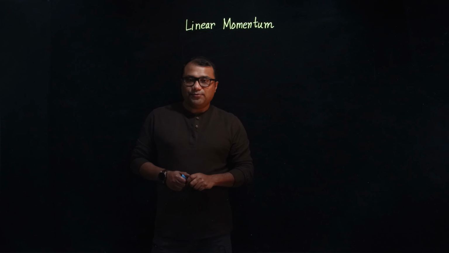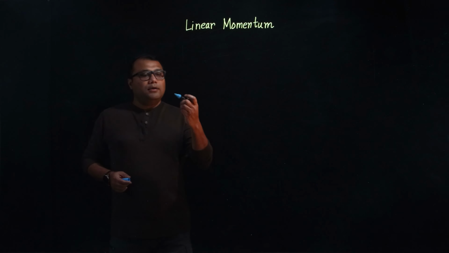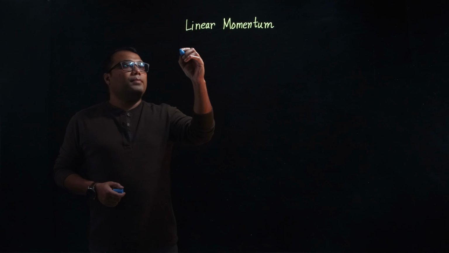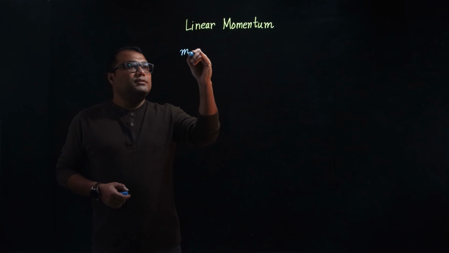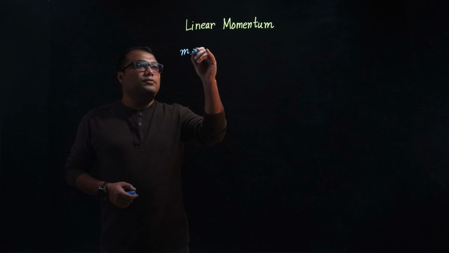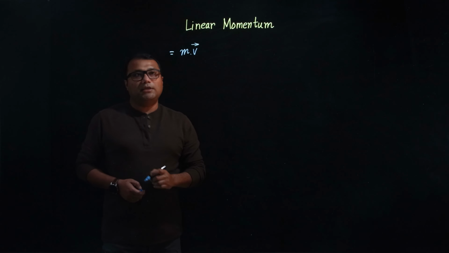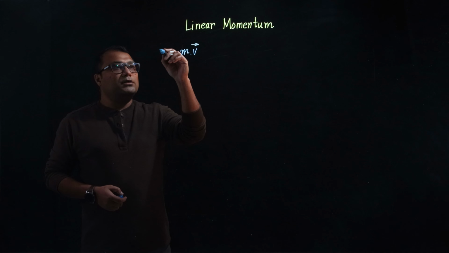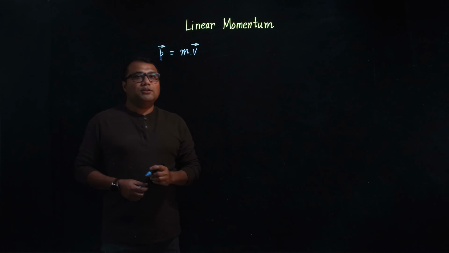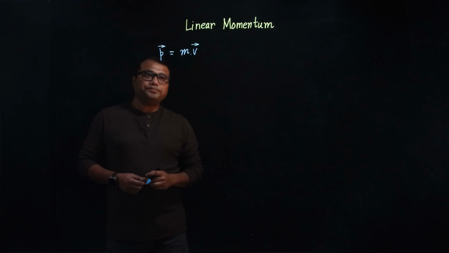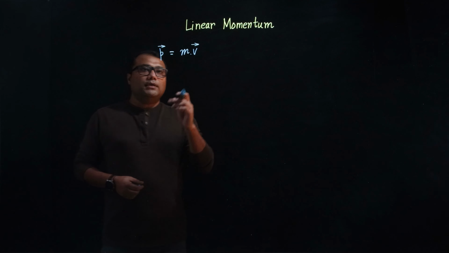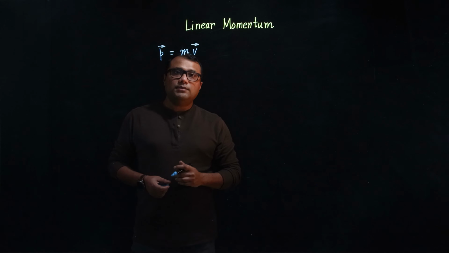Okay. So what is linear momentum? Linear momentum is defined as the mass of a body times its velocity. Since velocity is a vector quantity, linear momentum is also a vector quantity and it is denoted by a small p.